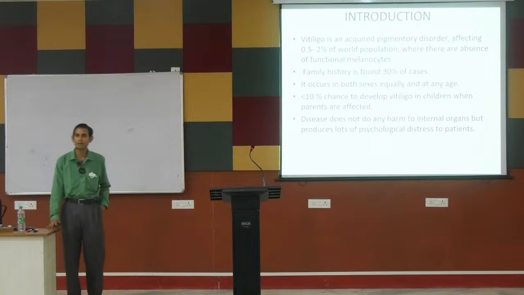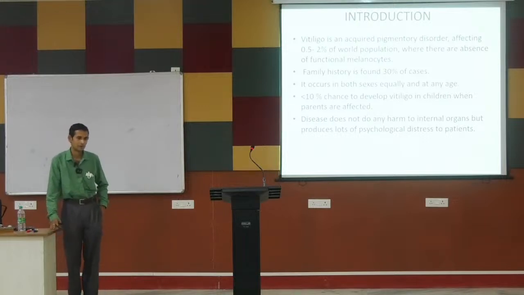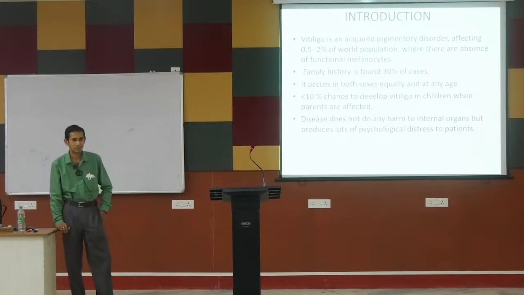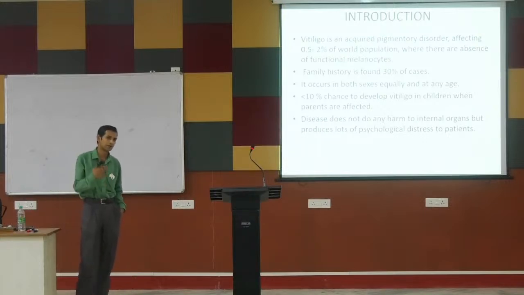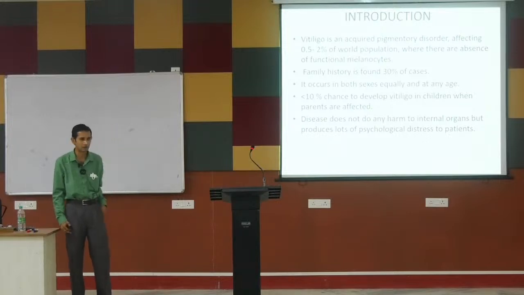Have you any idea regarding any autoimmune disease? What is an autoimmune disease? Self becomes non-self. That is, antibodies are produced against the cell substances or a particular cell. That is, antibodies are produced against the melanocyte, which leads to complete destruction of the melanocyte.